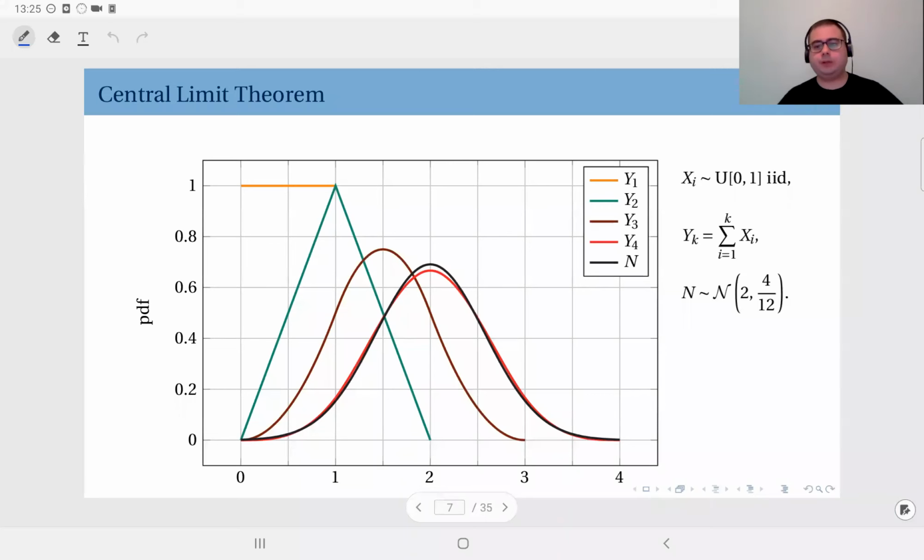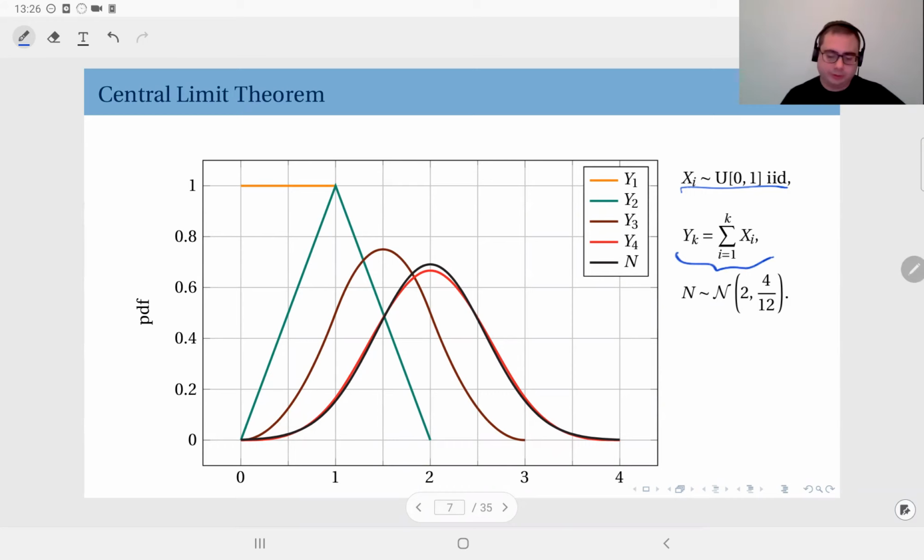Here you see a very classical example. When you look at whatever describes the central limit theorem, this is one of the first examples that is given. Assume that we have uniformly distributed independent random variables in the interval 0 to 1, and we define the sum of k such random variables as Y sub k. The X sub i's are IID.